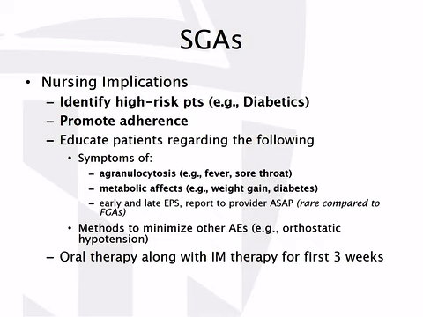So, in terms of nursing implications for the second generation drugs, just like the first generation drugs, you want to identify the high risk patient population. I think probably one of the highest risk populations for second generation agents are those patients with diabetes or pre-diabetes. And that's because we talked about the fact that these drugs cause metabolic effects. And so those effects can be worsened if the patient already has diabetes.